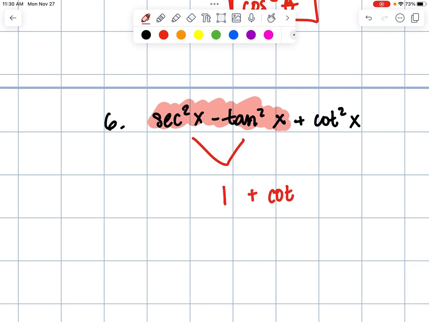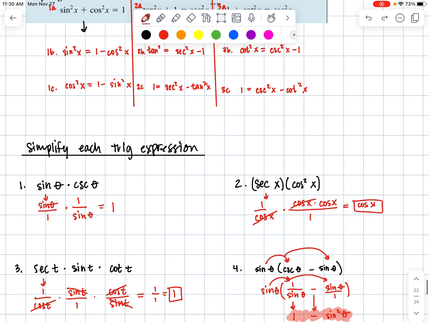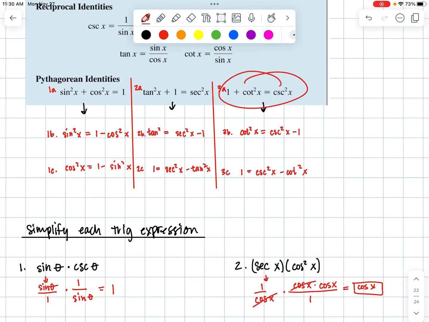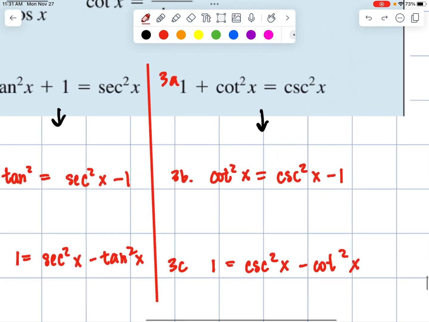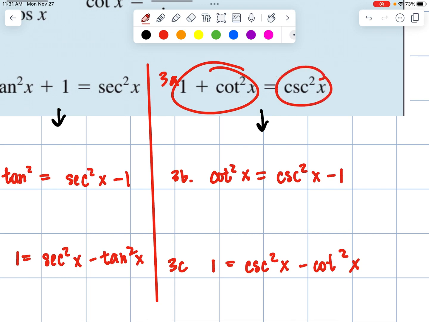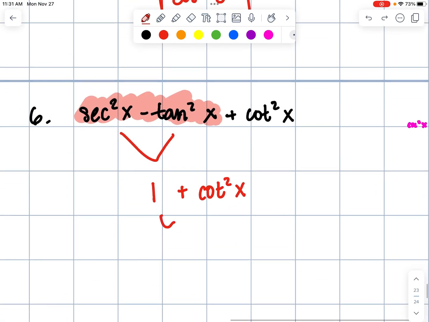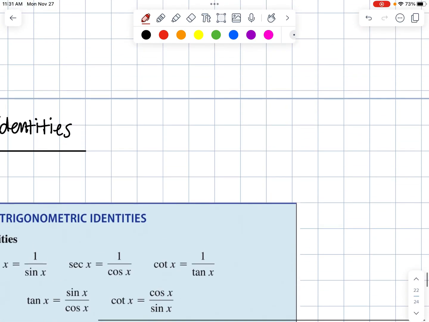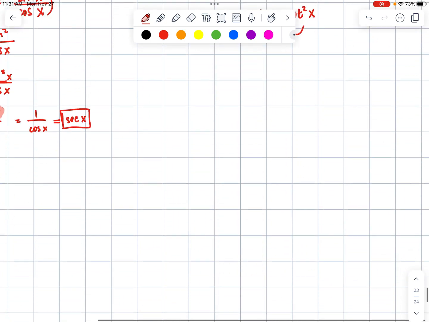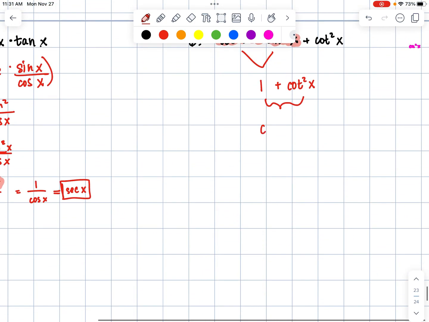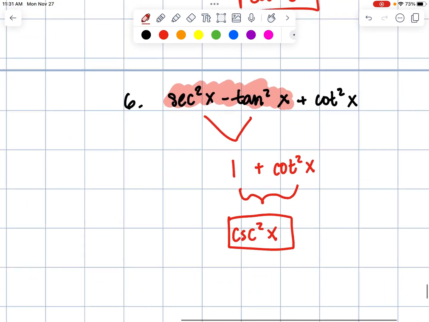And now we have 1 plus cotangent squared x. Now we should look for this as an identity. Well, 1 plus cotangent squared x, we have cotangent squared x here, and it's actually this first one. 1 plus cotangent squared x is equal to cosecant squared x. So in this particular case, this identity turns into, what did I say it was? Cosecant? Yes, cosecant squared x. And we are done. Okay?